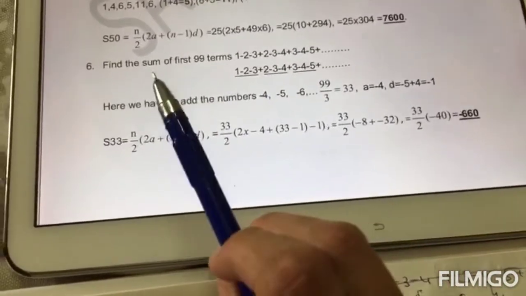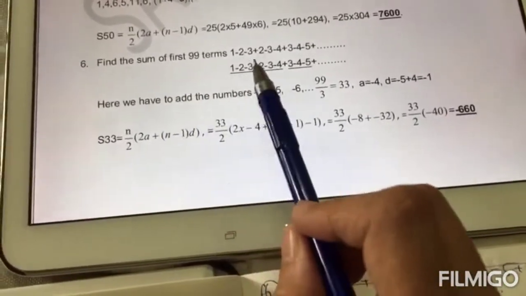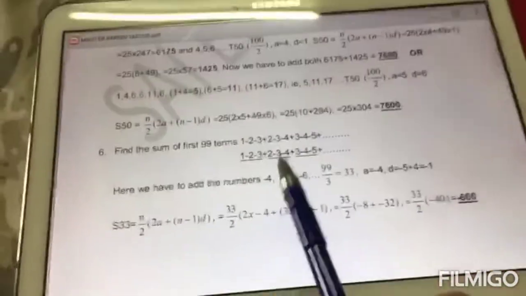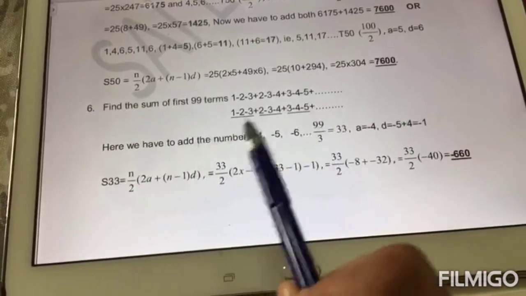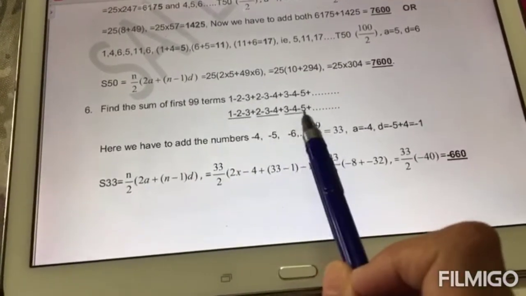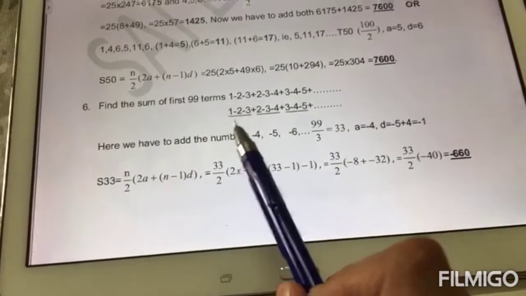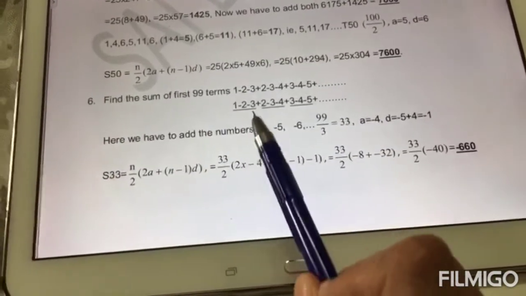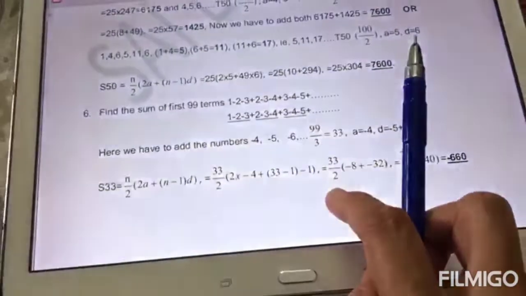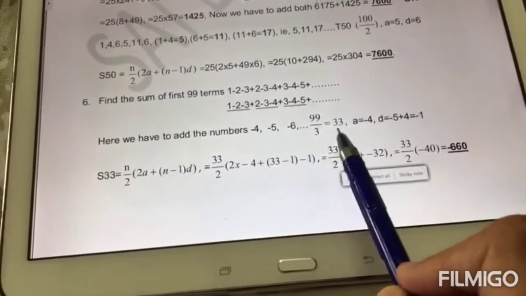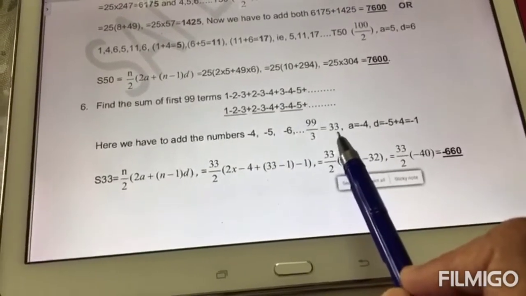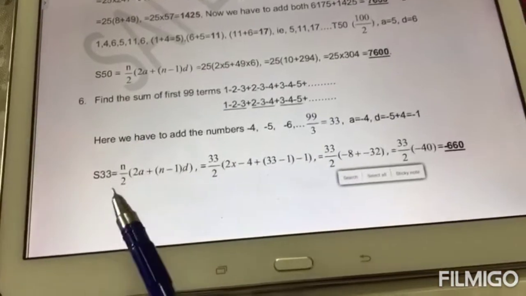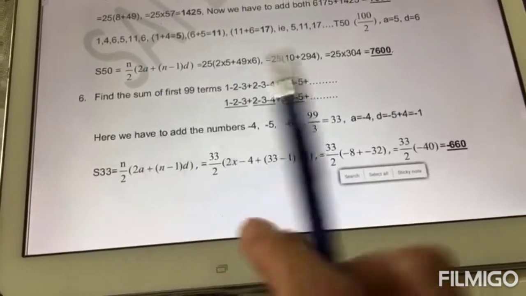Okay, let us do this. Find the sum of first 99 terms of this particular sequence. When you see such a question, first thing we have to do is add the numbers. Add this, and add this. So it's -4, -5, -6. They're saying 99 terms. Now one term is basically 3 numbers here, right? So we divide 99 by 3. So the number of terms is 33. So n is equal to 33. Then simply you use the formula to find the sum, and you'll get an answer of -660.